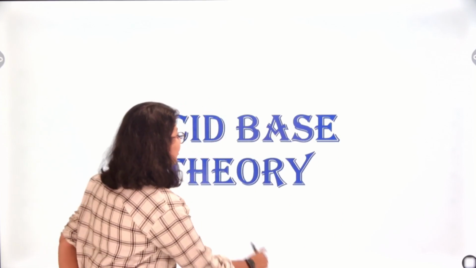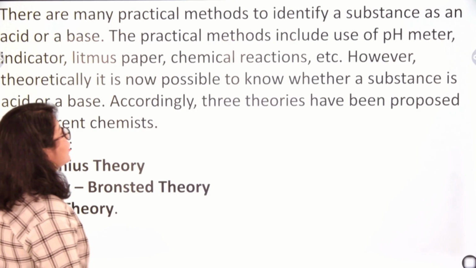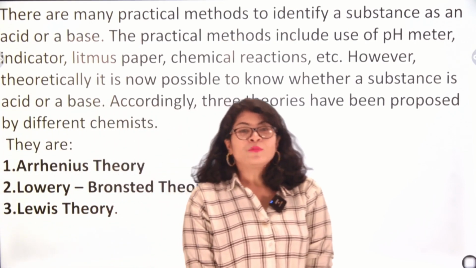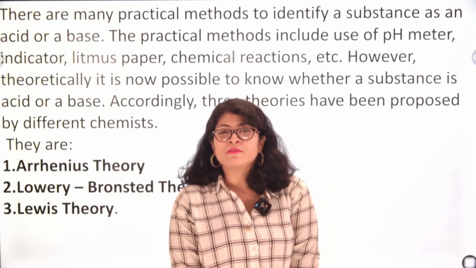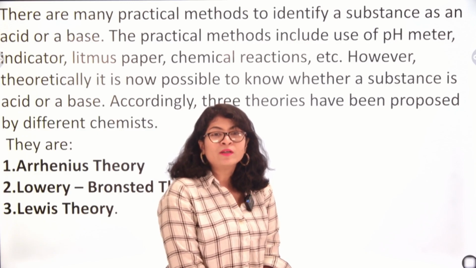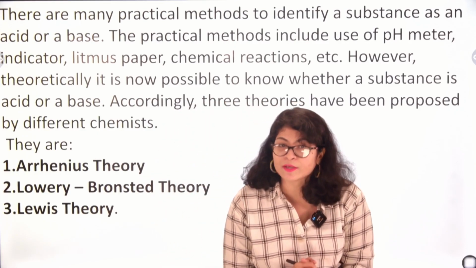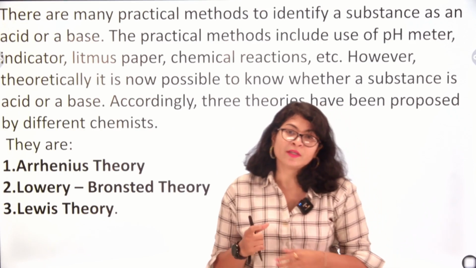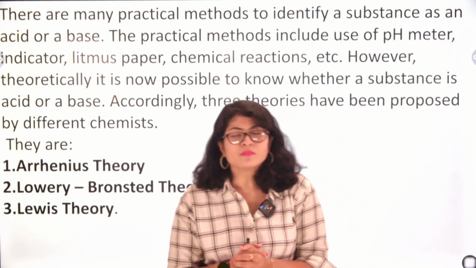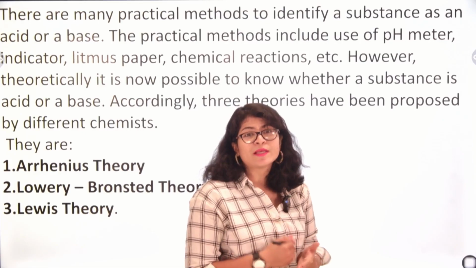Before proceeding forward, let's have a quick introduction. There are many practical methods to identify a substance as an acid or a base. First of all, in order to understand the reactivity of any substance, we need to know whether it is an acid or a base. An acid or a base shows a characteristic reaction. General characteristic reactions are shown by typical classes of acids and bases, and there are various methods by which we identify whether a substance is an acid or a base.